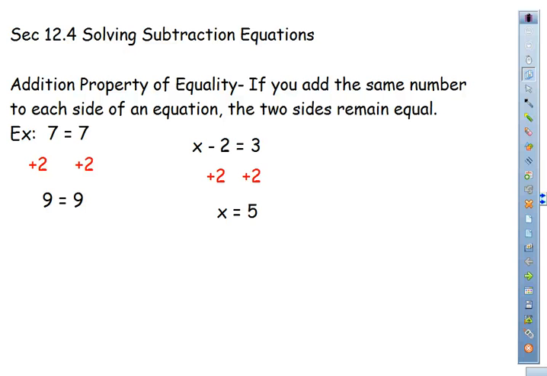Alright, today is 11.4, subtracting equations, or solving subtraction equations. Go ahead and hit pause and copy this information down. So go ahead and do that.